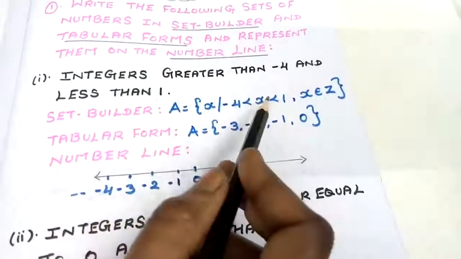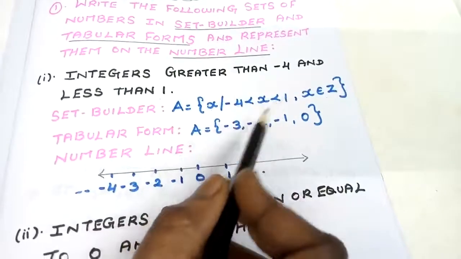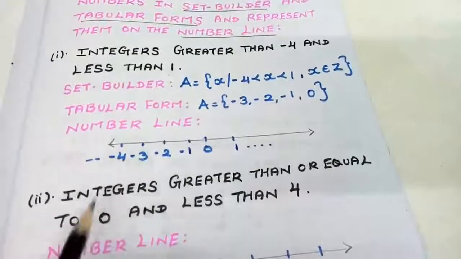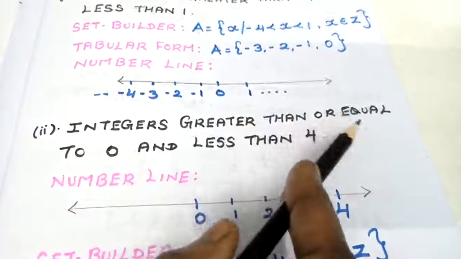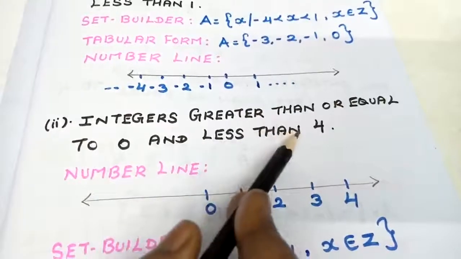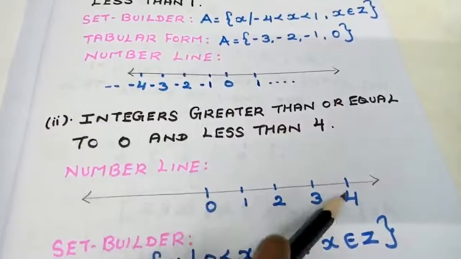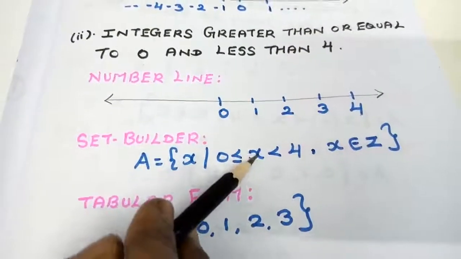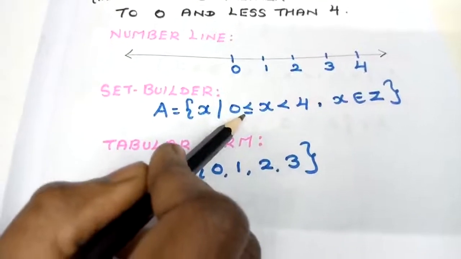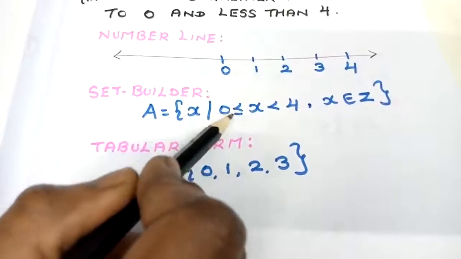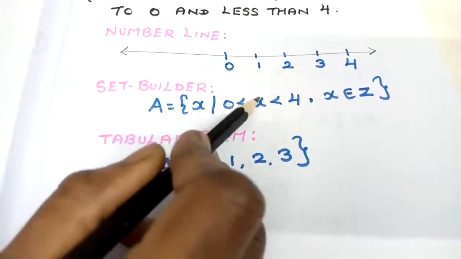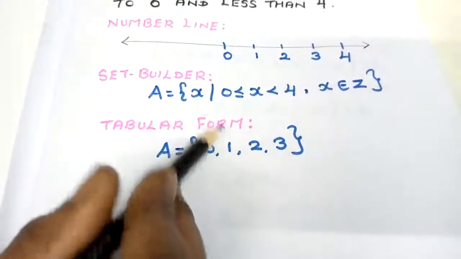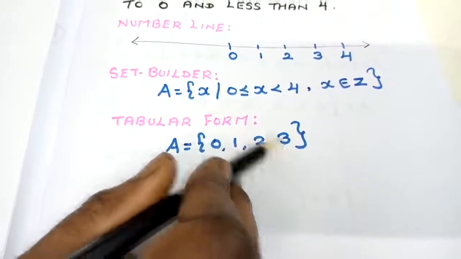Tabular form means I am going to write only the values between -4 and 1. That is -3, -2, -1, 0. So the number line is represented in this way. In the same way, integers greater than or equal to 0 and less than 4. Mark 0 and 4 on the number line, students, that is 0 to 4. 0 less than or equal to x less than 4, where x belongs to Z. This is the way of representing it. In tabular form, I am just taking out the values 0, 1, 2 and 3.